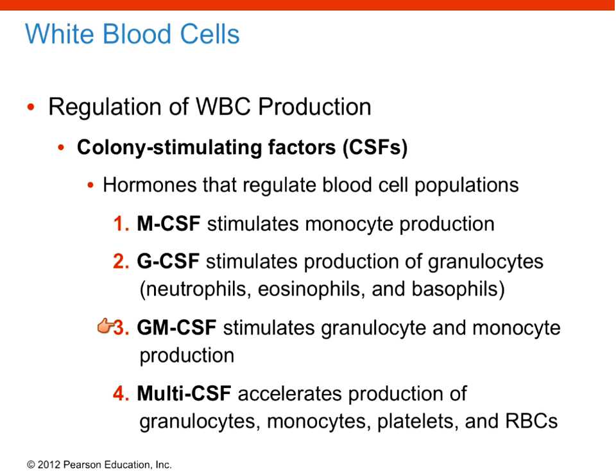The GM colony stimulating factor will stimulate the granulocytes, those three that we just mentioned, as well as the monocytes. And then the multi-colony stimulating factor is going to accelerate the production of the granulocytes, the monocytes, the platelets, as well as the red blood cells. So far, we have only really talked about one hormone being responsible for the formation of formed elements, and that was erythropoietin to make red blood cells. Now what we're looking at are these other hormones or factors that will cause these various types of white blood cells to be made.